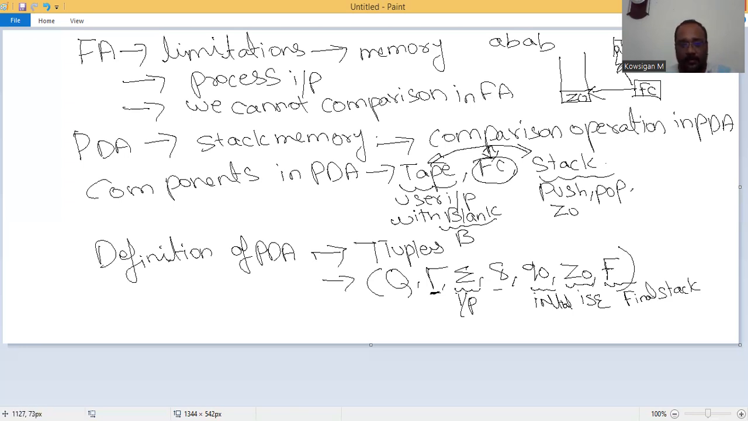So this is the introduction to push-down automata. In the next session, we will discuss how the moves can be expressed or represented by using push-down automata. Thank you.